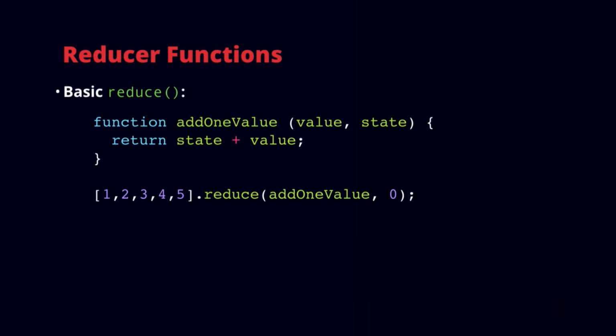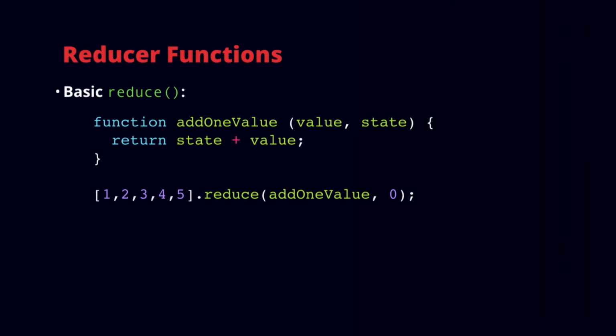Let's imagine we want to write code that goes and adds up all the numbers in an array. The way we could do that in JavaScript using array.reduce is by implementing a function that we're going to call addOneValue. This function is a very, very simple function. It's a pure function, and we've talked about how awesome pure functions are because testing this is really very simple. It takes a value, and then it takes a state.